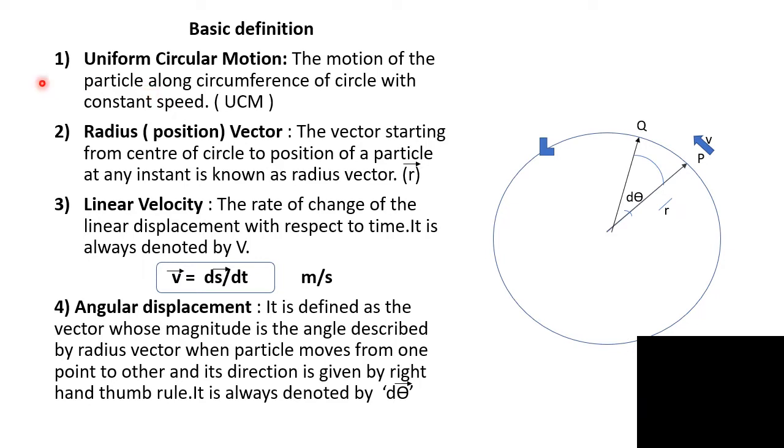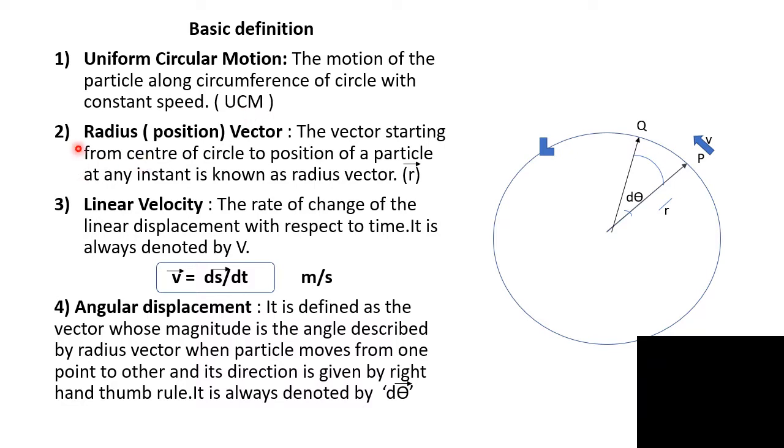Now we study few basic definitions from circular motion which are necessary to understand the circular motion thoroughly. First definition: uniform circular motion. The motion of the particle along circumference of circle with constant speed is known as uniform circular motion. It is also abbreviated as UCM.